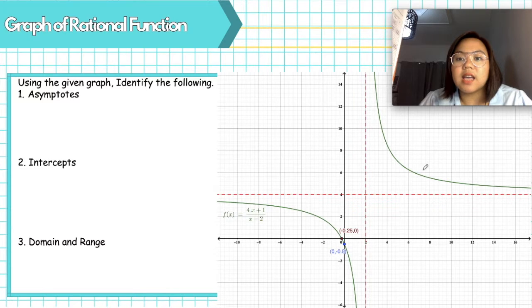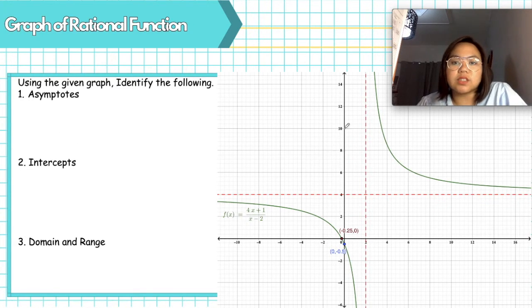So notice that this curve, this graph of the rational function approaches it. Okay, so it approaches the asymptote, but when we continue it, it does not touch. So it will never touch the asymptotes. Kumbaga, lumalapit lang siya, pero hindi sila mag-intersect. Okay, so let's start first here, yung vertical asymptote.